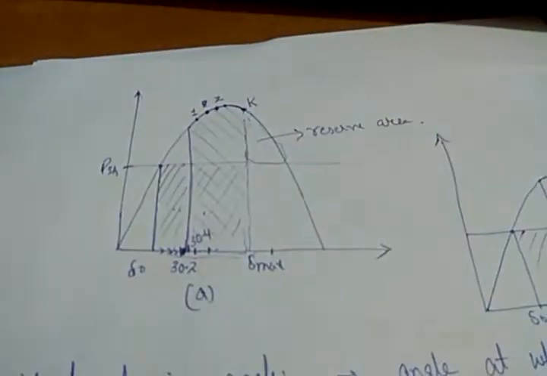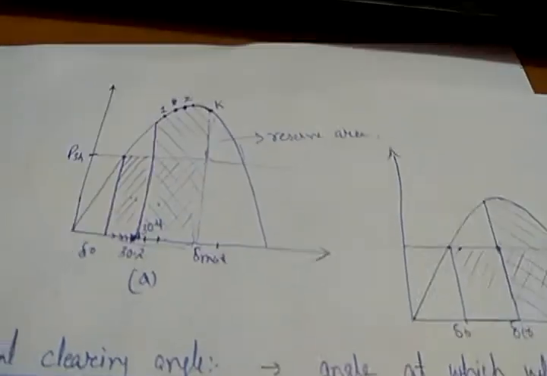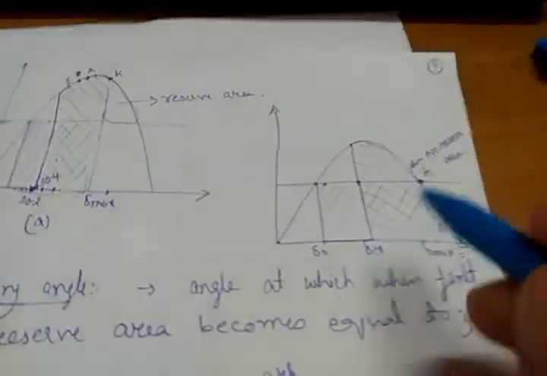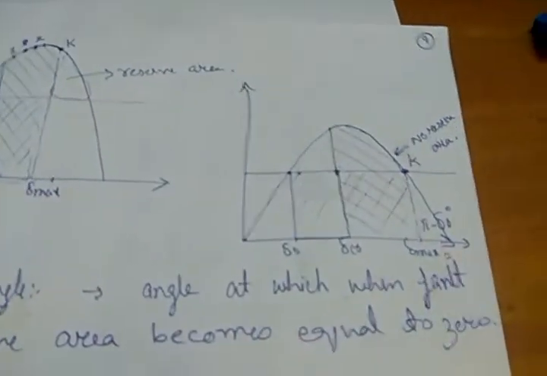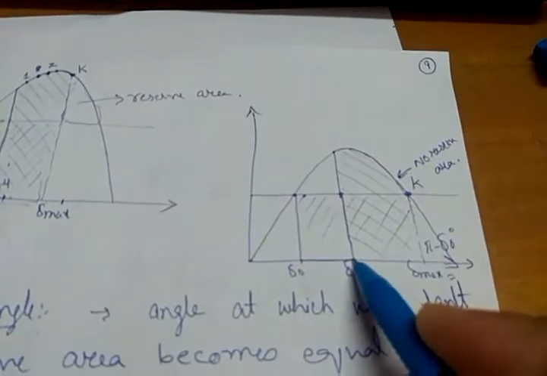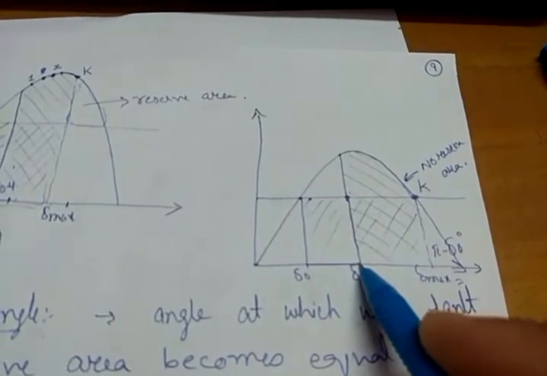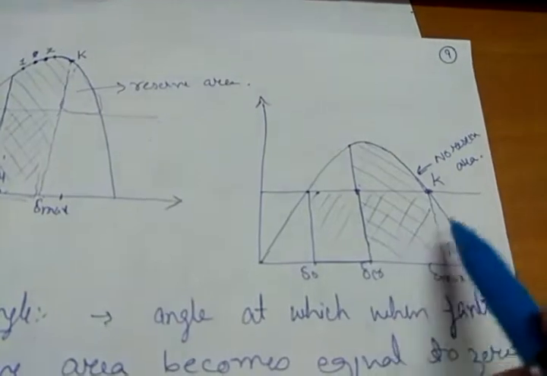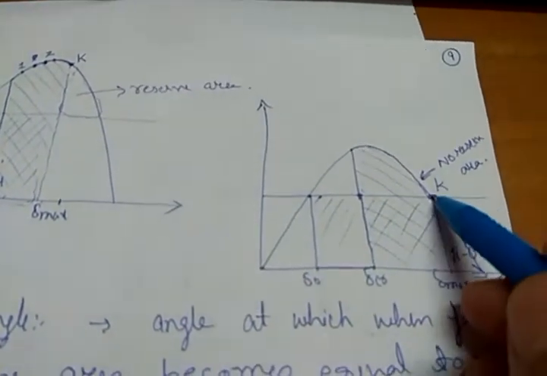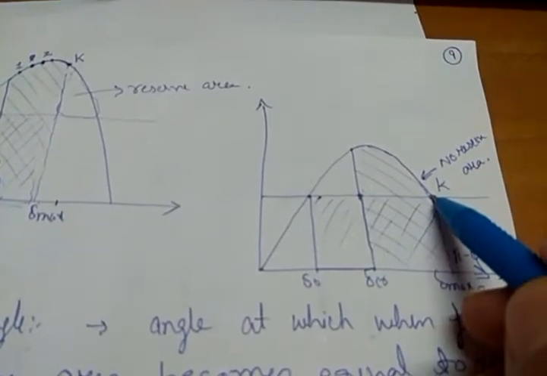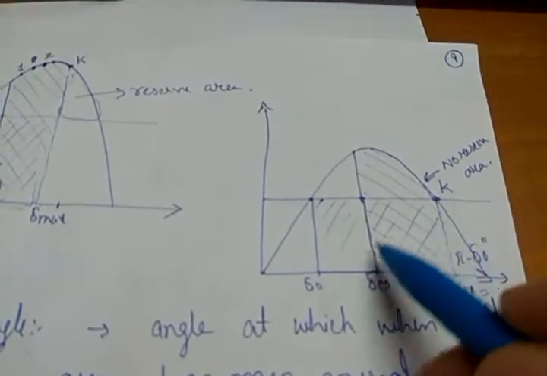Okay. So the system can maintain synchronism. So I am saying that I am increasing the clearing angle further up to this point, delta CR, which I am representing here by delta CR. So what will happen then? What is the shaft power? And I am saying that at this point K, both the areas become equal.